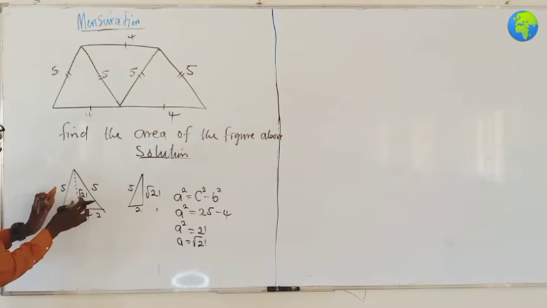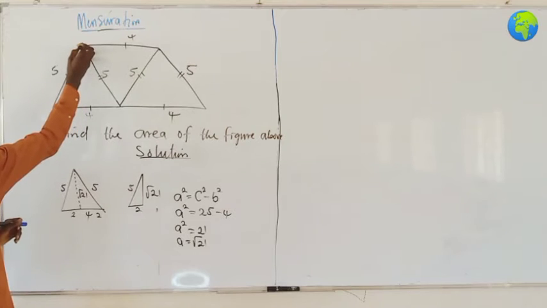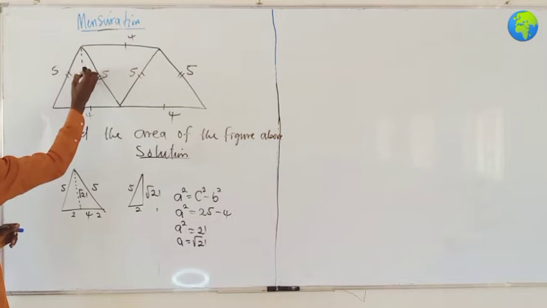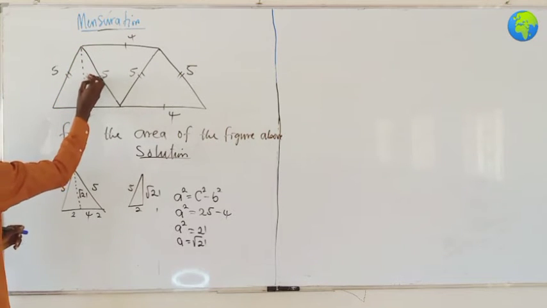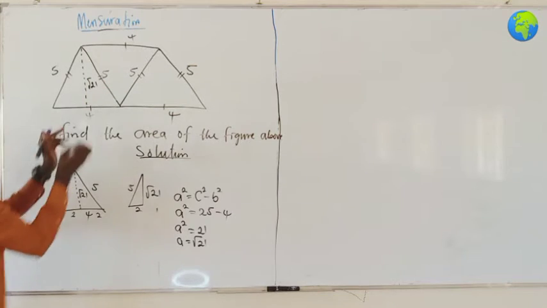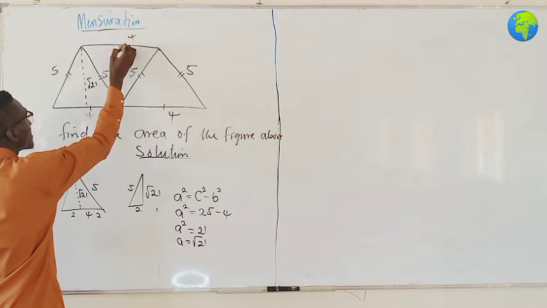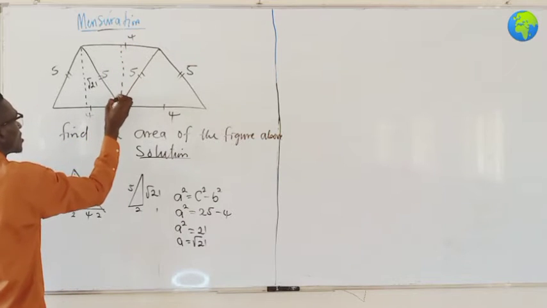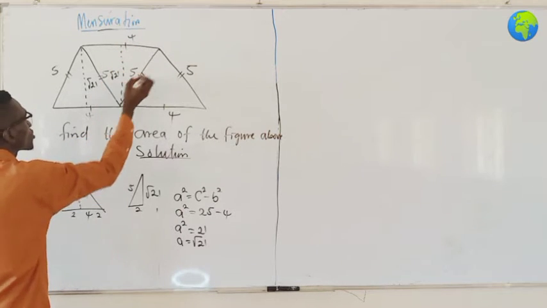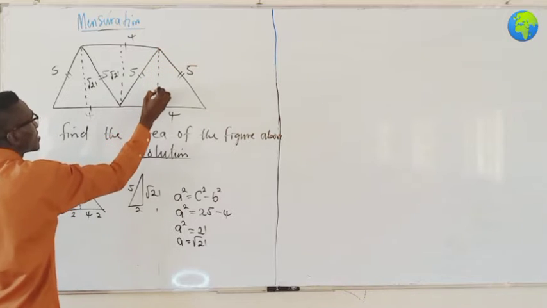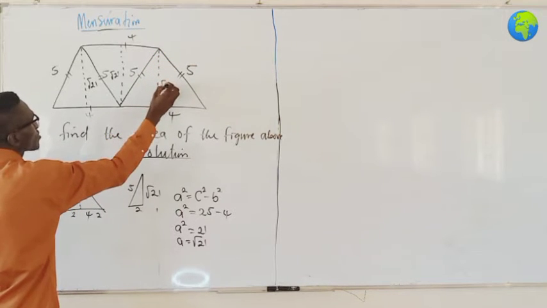Now, since we've gotten this, that means the total height is square root of 21. But recall, since everything is the same, this height here is also square root of 21. Same with this. This is also square root of 21.